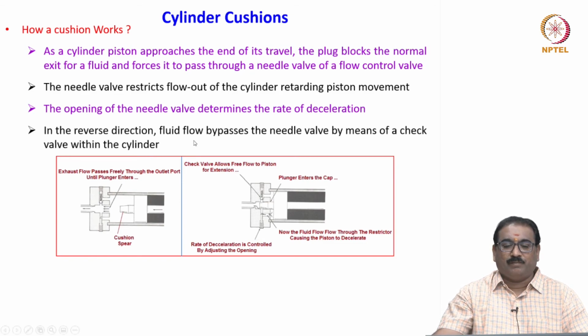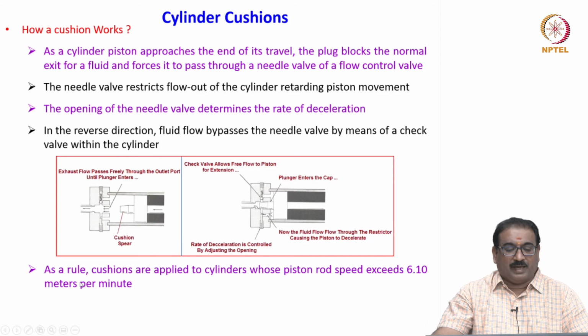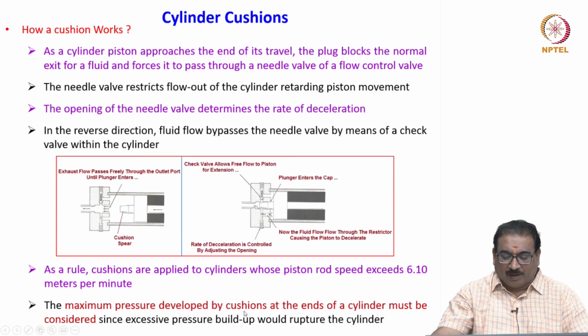In the reverse direction, if it starts reversing, what happens? The fluid flow bypasses the needle valve by means of the check valve within the spear. As a rule, cushions are applied to cylinders whose piston rod speed exceeds 6.10 meters per minute. The maximum pressure developed by cushions at the ends of the cylinder must be considered, since excessive pressure buildup would rupture the cylinder.